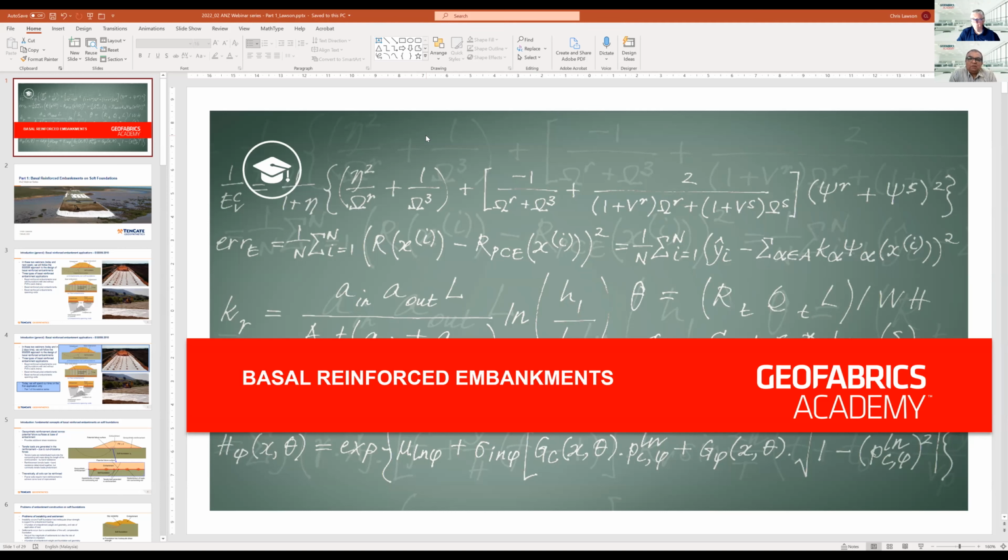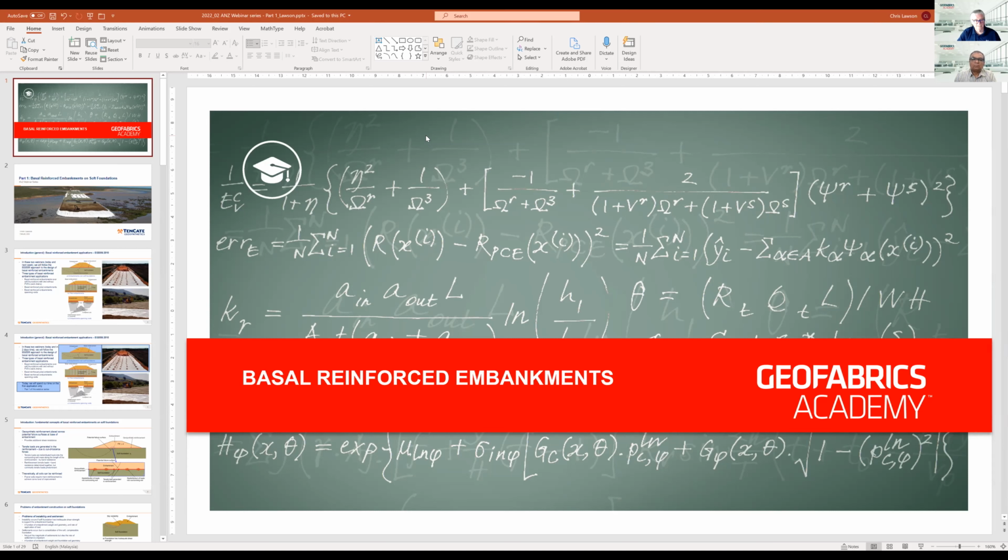The other question is, Chris, in which situation would a geogrid be preferred over a woven geotextile as a basal reinforcement? For basal reinforced embankments on soft foundations, you could use either if you wanted to. However, probably over 90% of the basal reinforced embankments built, especially those on soft foundations, use woven polyester geotextiles, and probably less than 10% use geogrids. Technically, there's no advantage of one over the other for basal reinforced embankments on soft foundations.